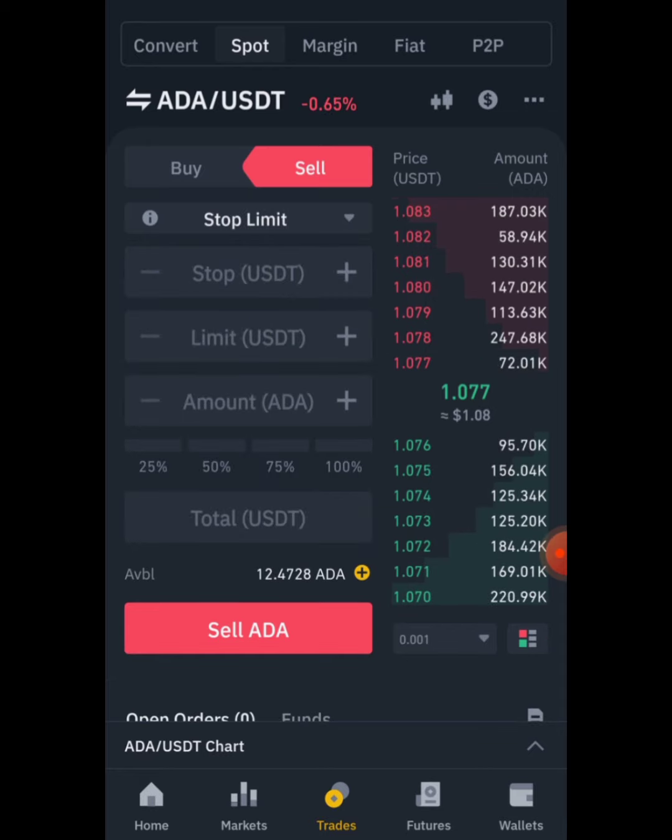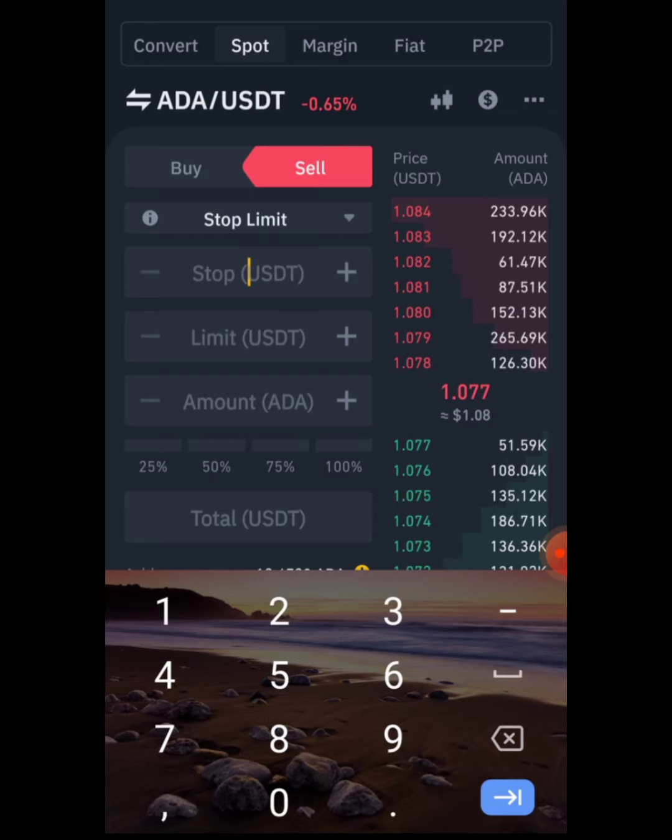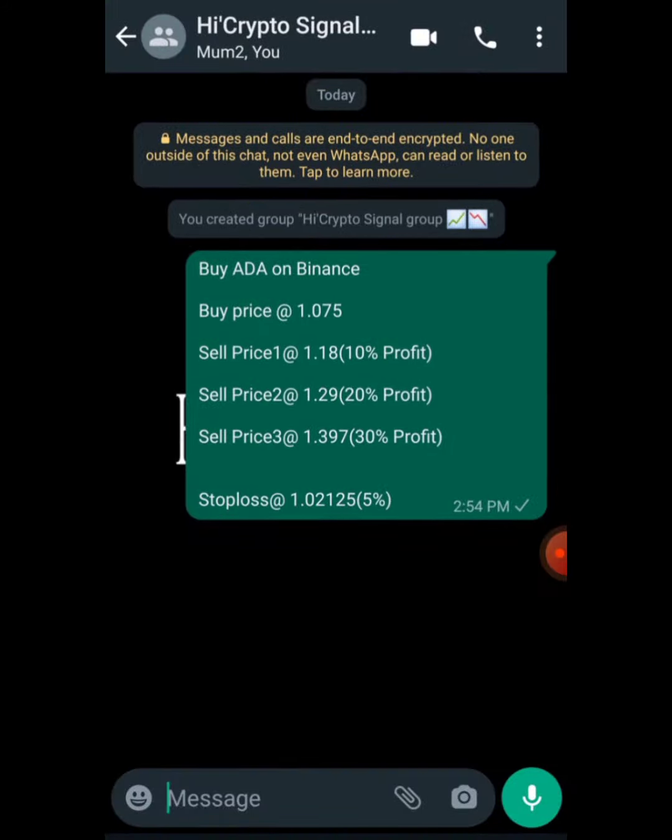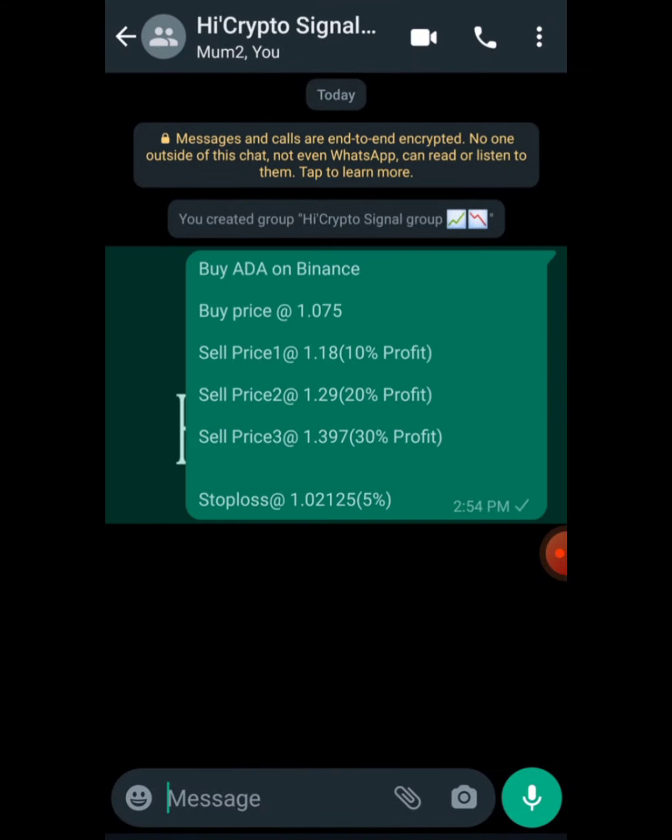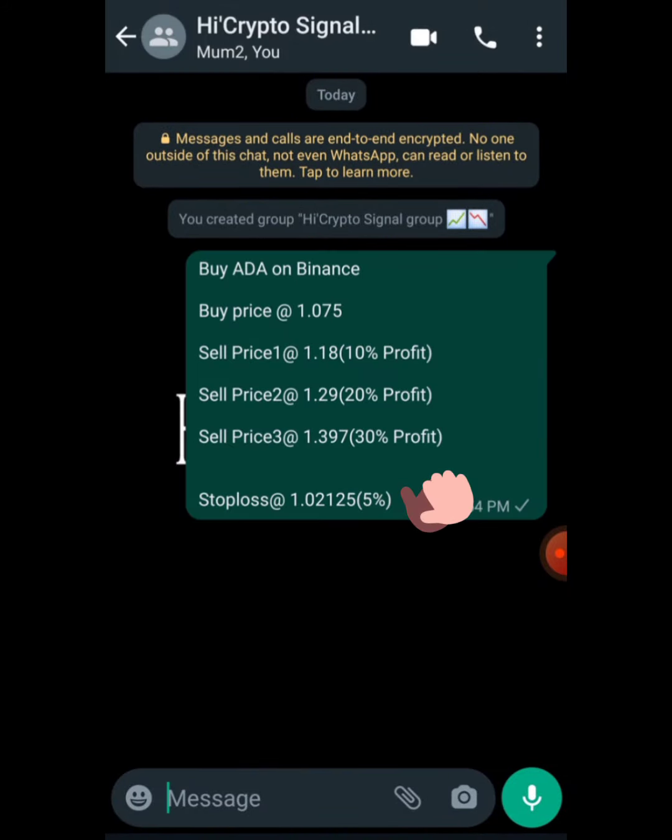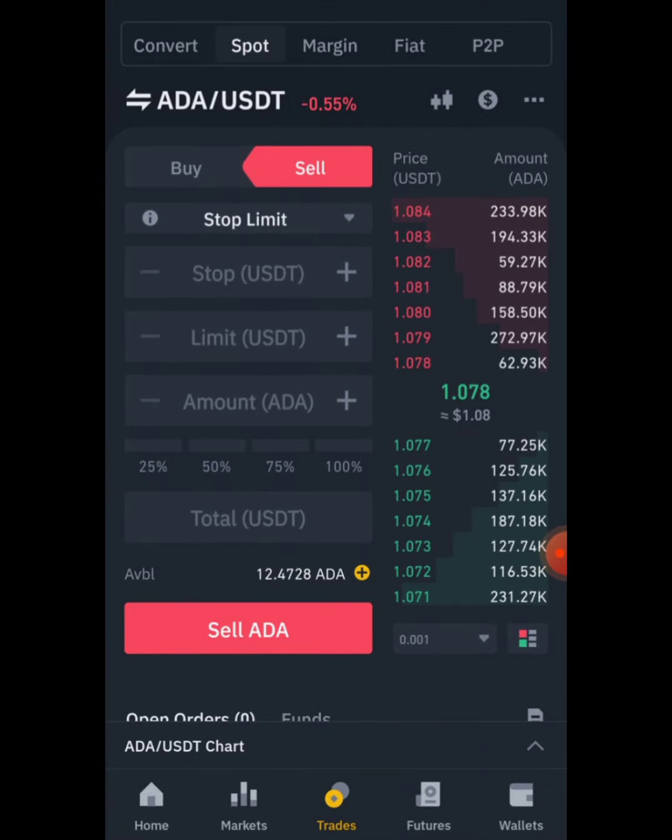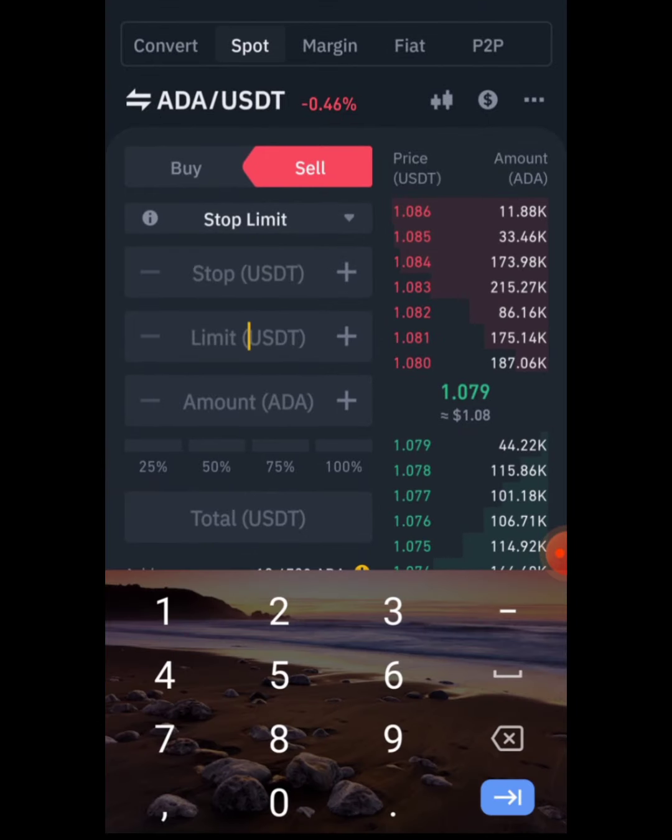Yes, so here like this, the stop USDT. Now let's check our signal, our stop loss price. Yeah, this is our stop loss price. We have our stop loss price right here, and it says sell at 1.02125. So now let's set our stop loss price. The exact stop loss price will be here, 1.02.